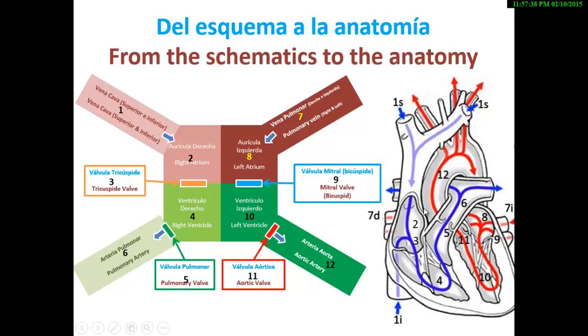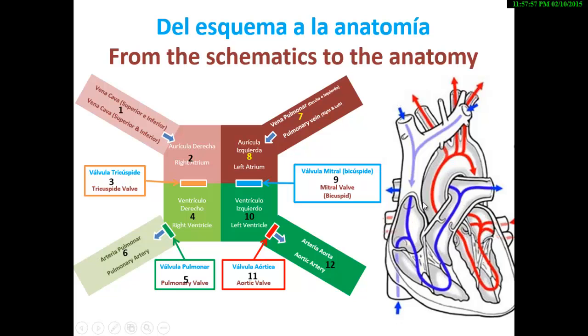Now this is a true schematic of the heart. Okay, so if you look at it, it's a lot. If I were to give you this image from the beginning, it would be a lot harder to understand. But now that we understand it schematically, we're going to look at it anatomically.